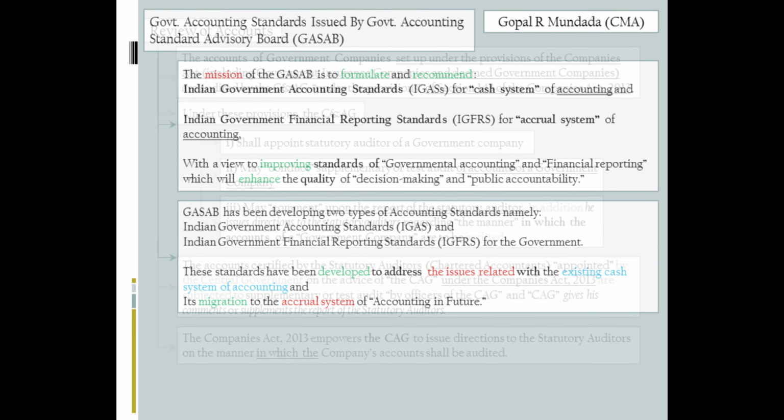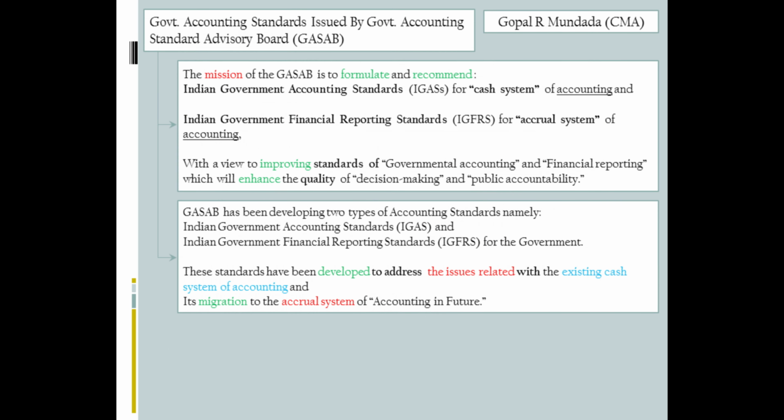So guys, next is government accounting standards issued by the Government Accounting Standards Advisory Board. The mission of the GASAB, that is, the Government Accounting Standards Advisory Board, is to formulate and recommend the Indian Government Accounting Standards for the cash system and Indian Government Financial Reporting Standards for the accrual system. So guys, currently in India, IGAS are followed for the cash system, because the Government of India follows the cash system of accounting, not the accrual system of accounting.